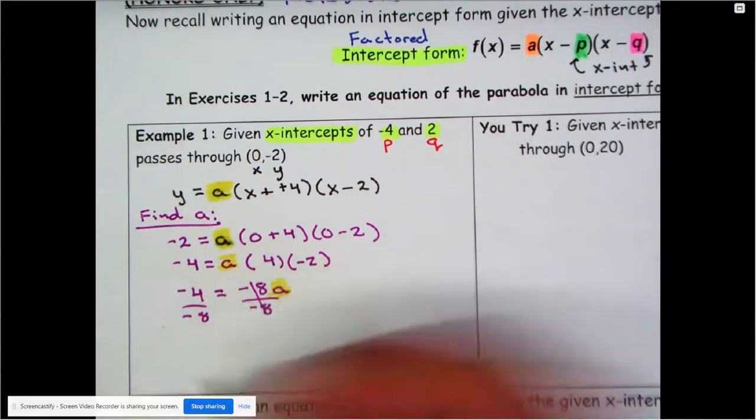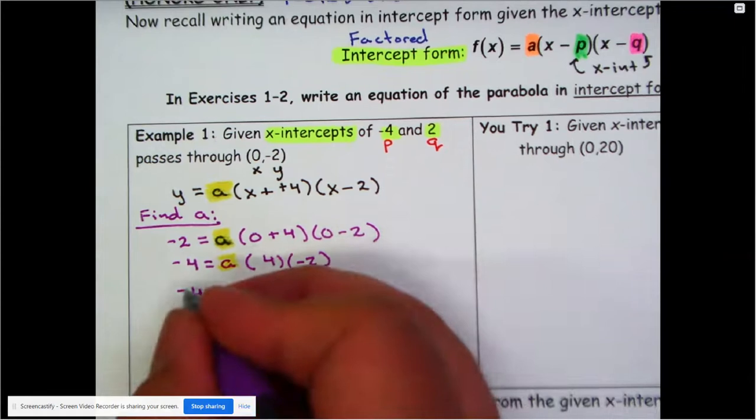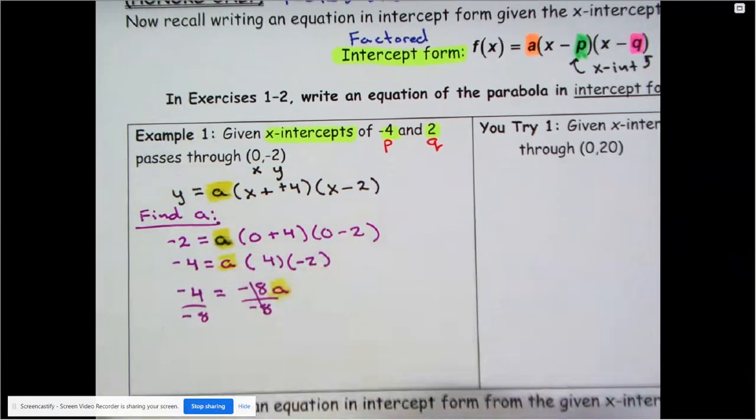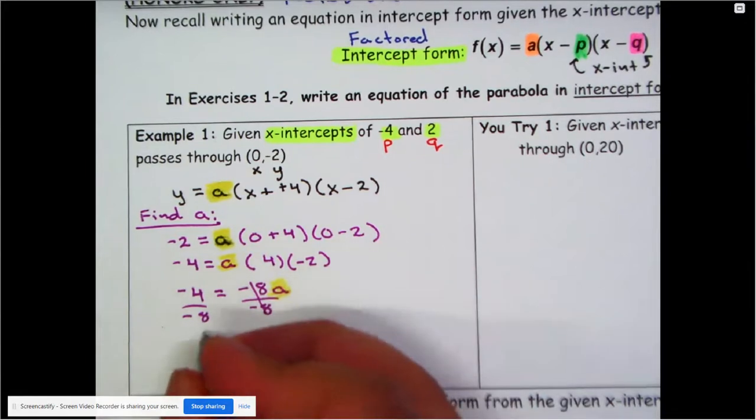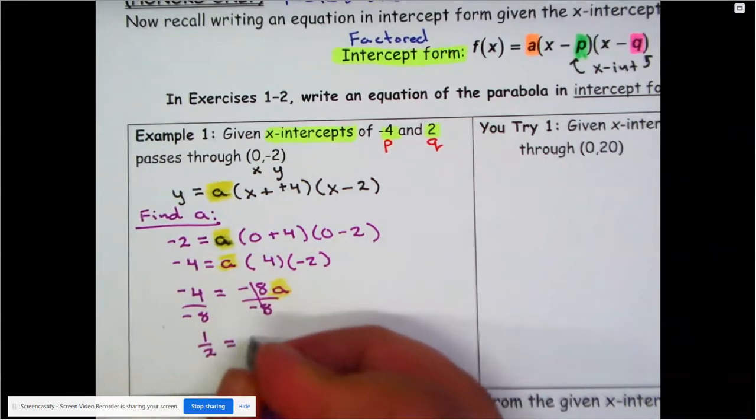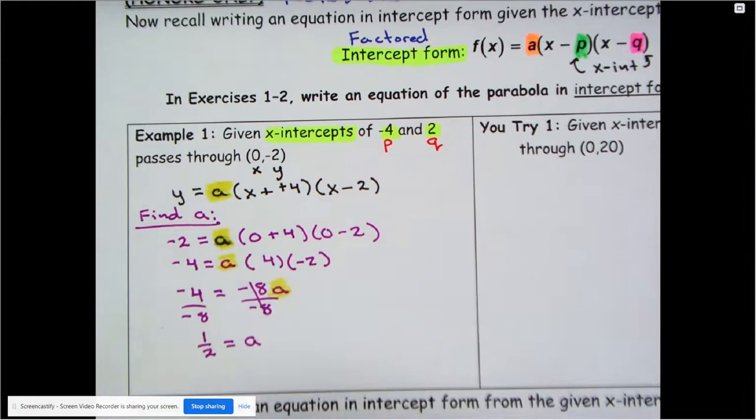And of course, we always reduce our fractions. We can't leave it as a negative over a negative. It's now a positive. The 4 and the 8 should also be reduced, so that reduces to a 1/2. So there's my a value. So that was our goal.